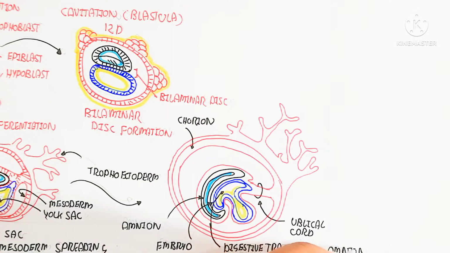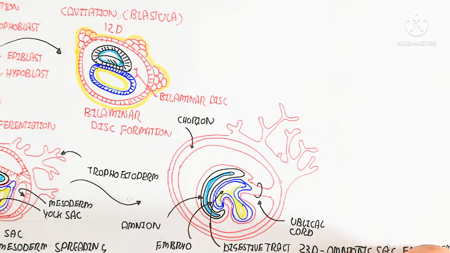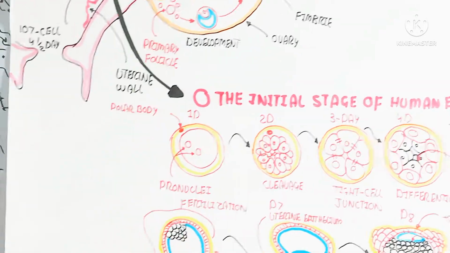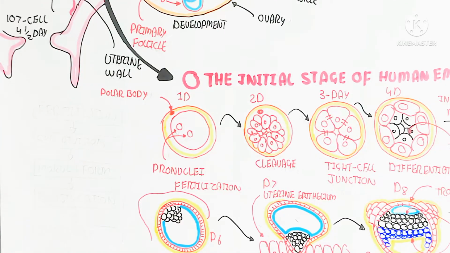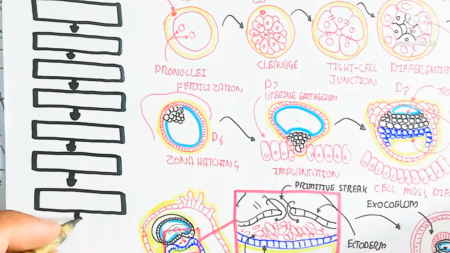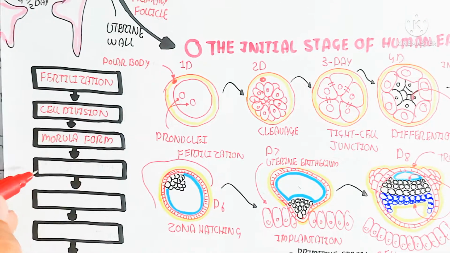This amnion contains amniotic fluid, which is a shock absorber and is used for the development of the shape of the fetus, etc. So this was the overview of human embryology development. In the next video we will discuss another topic.